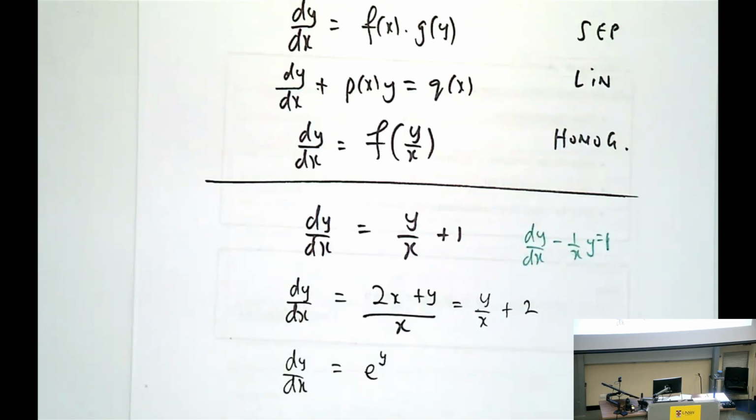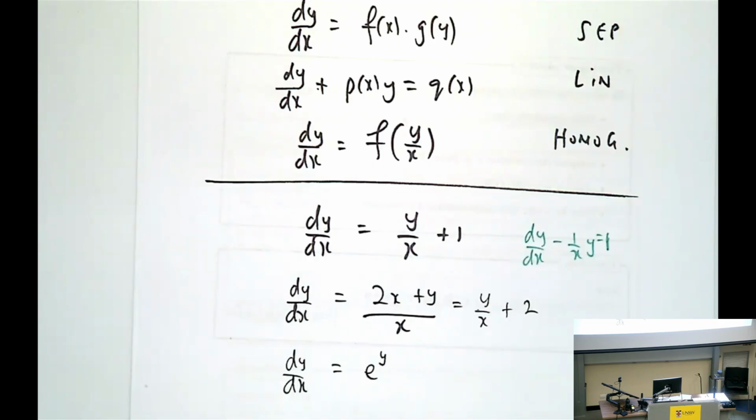Yes? Hang on. This sounds like a good question. Is it a case where all separables can be written as linear and homogeneous, but not all homogeneous can be written as separables? Okay, so it's a good question. Does one sort of encompass the others?